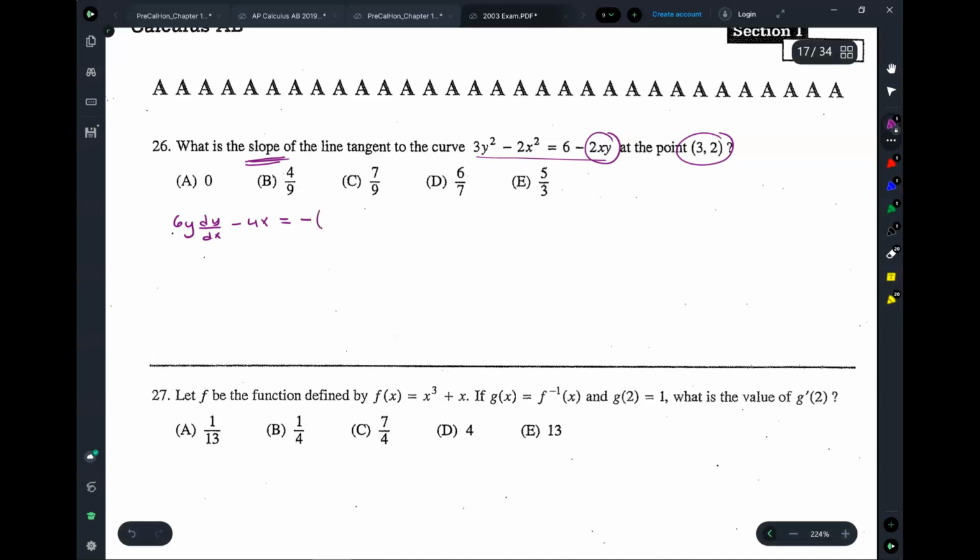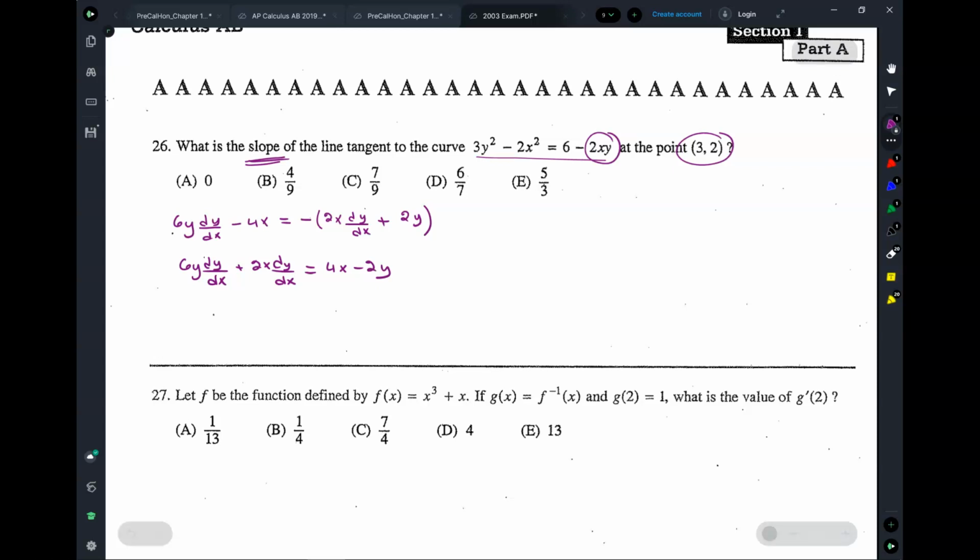So 2x times dy/dx plus 2y. Okay? Now, bring all the dy/dx's to the same side. So this is going to be 6y dy/dx plus 2x dy/dx is equal to 4x minus 2y.